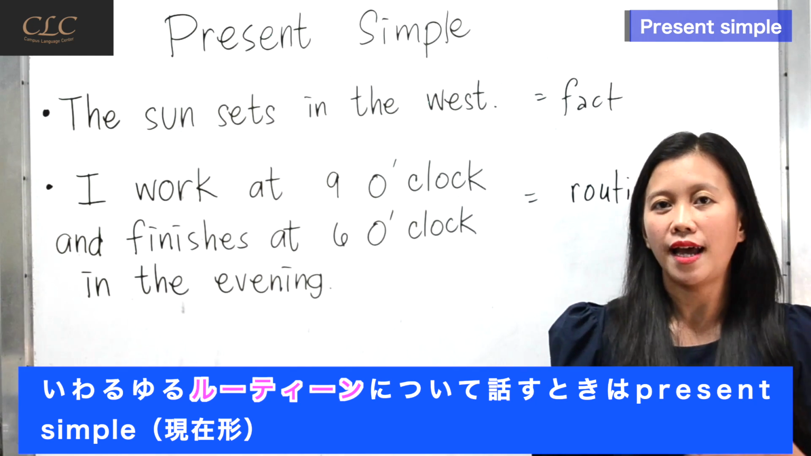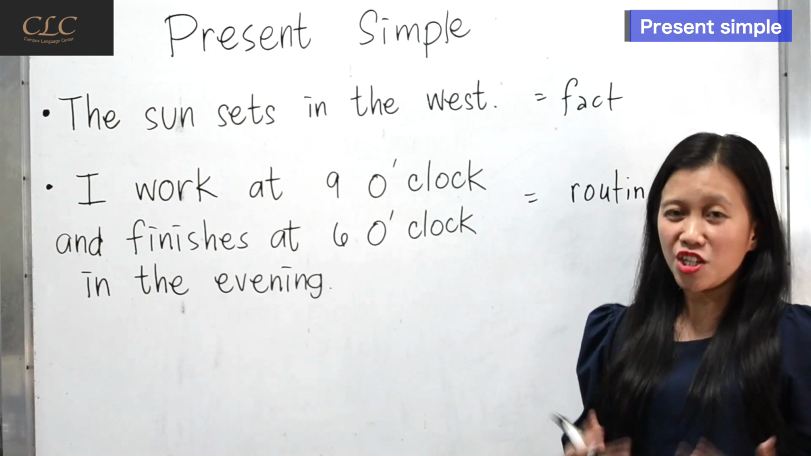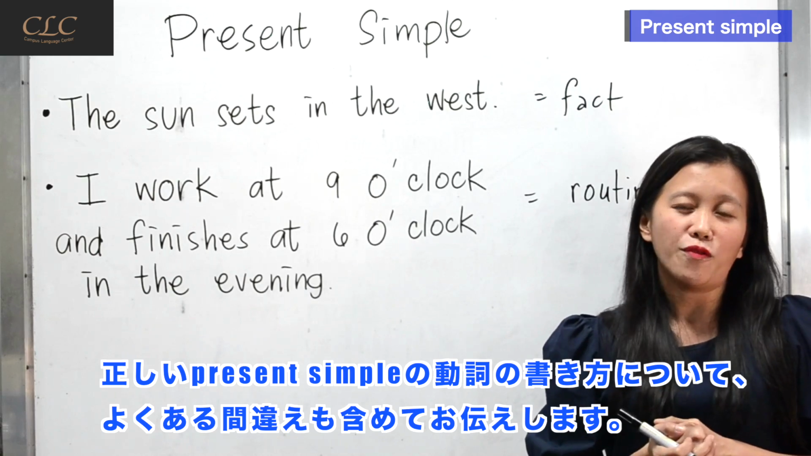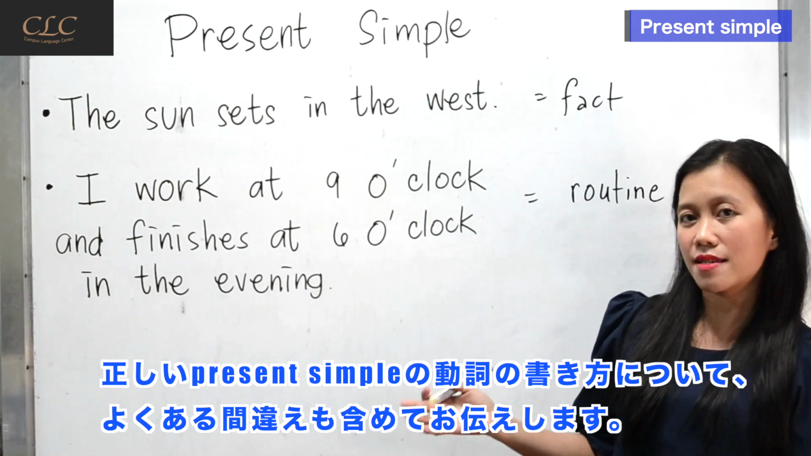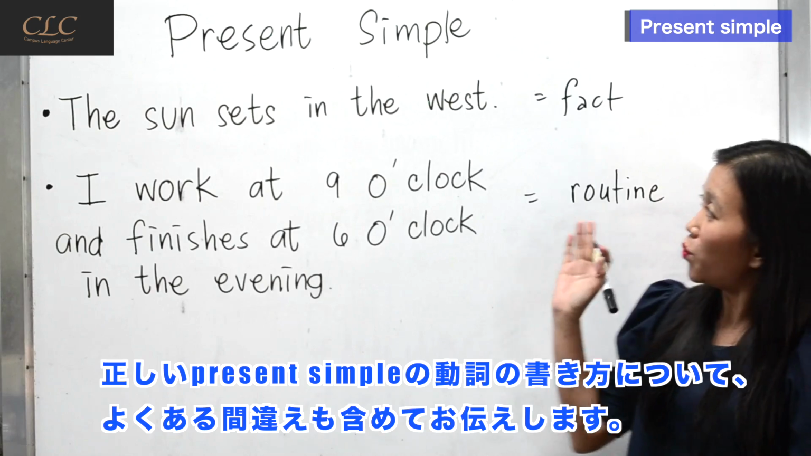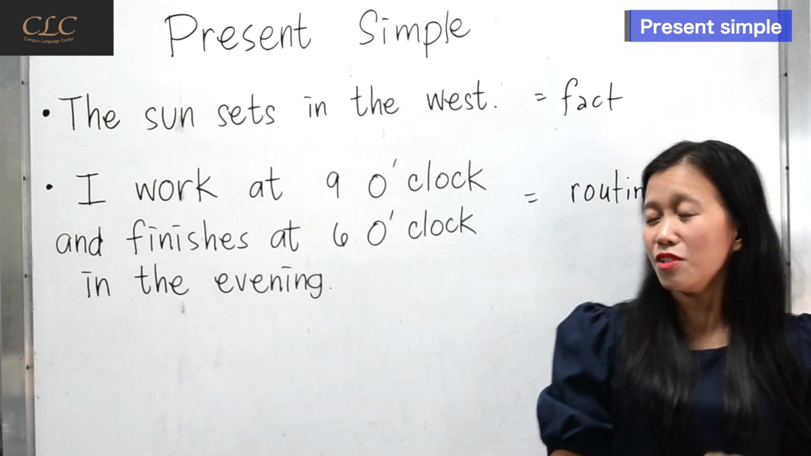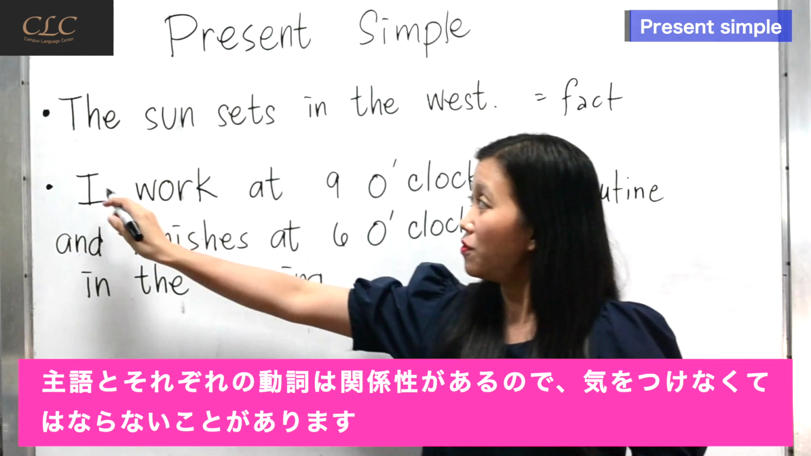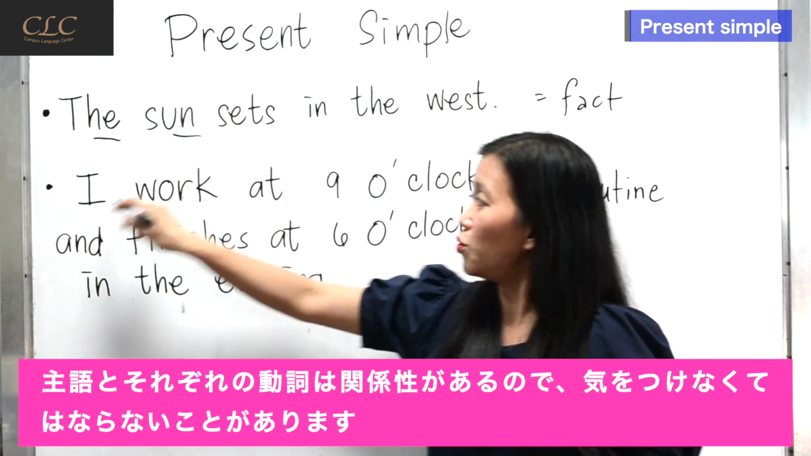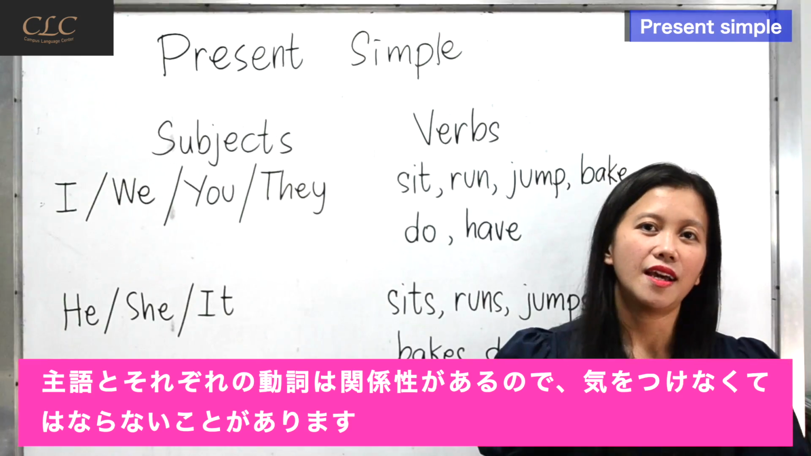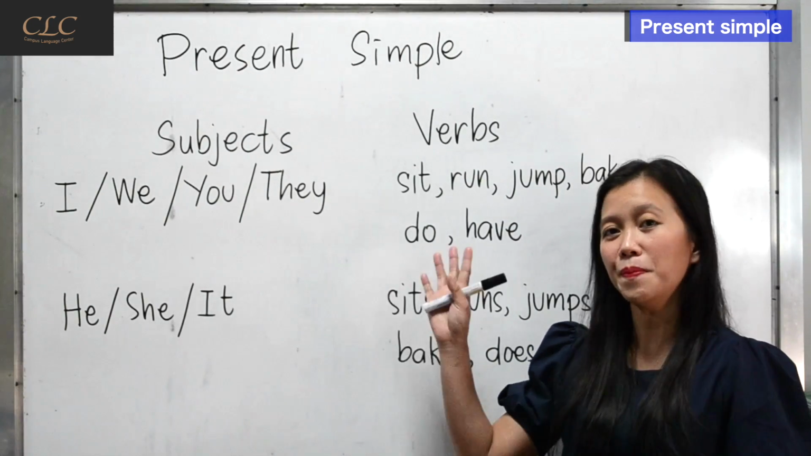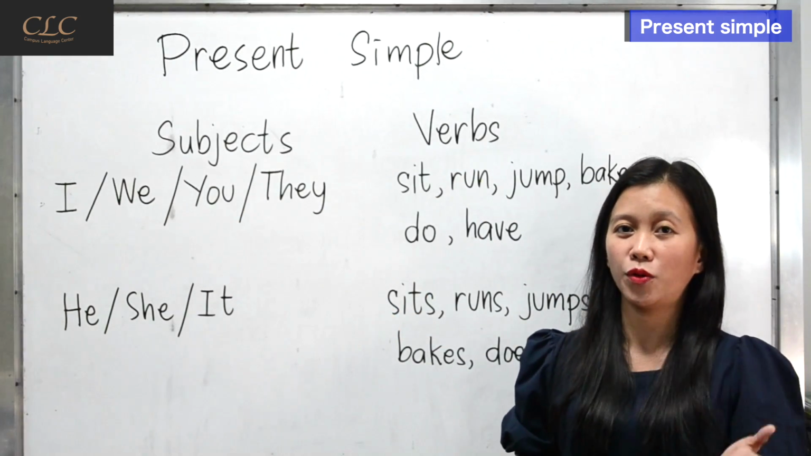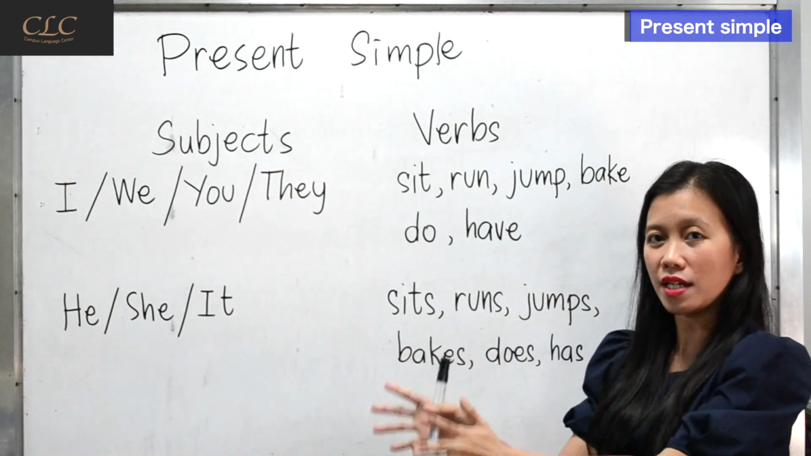So don't worry guys, later I will be teaching you how to write the correct spelling of some verbs, because that is a common mistake of students. Because when we use the present simple in the English grammar, we have to be very careful about the connection of each subject to its verb. And now in here, I have some example verbs for some example subjects.